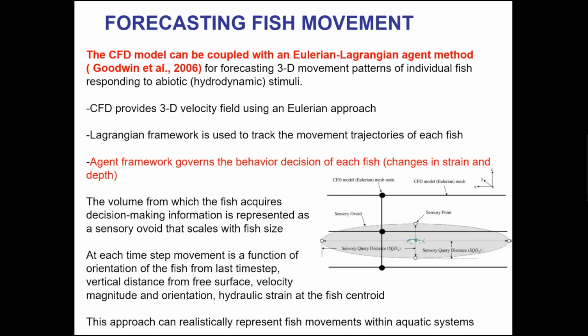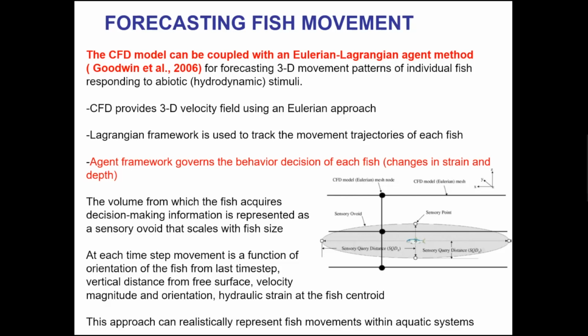This was work done by Andy Goodwin, both at Cornell University through his PhD, and after that he's still working for the US Army Corps of Engineers together with John Nestler, who is a fish biologist. They came up with this Eulerian-Lagrangian-agent method, this is how they call it, which is an ecological model which can predict the trajectory of the fish responding to abiotic, and in this case hydrodynamic, stimuli. The idea is relatively simple.